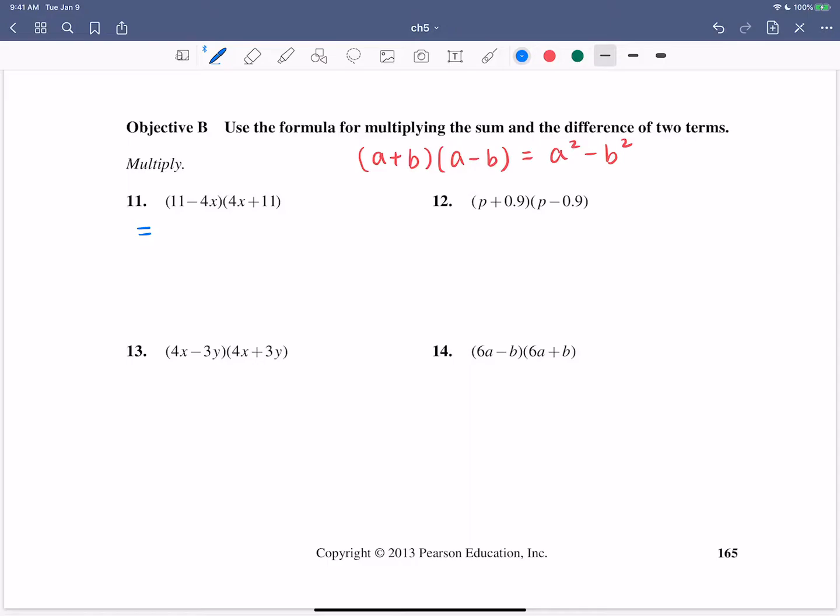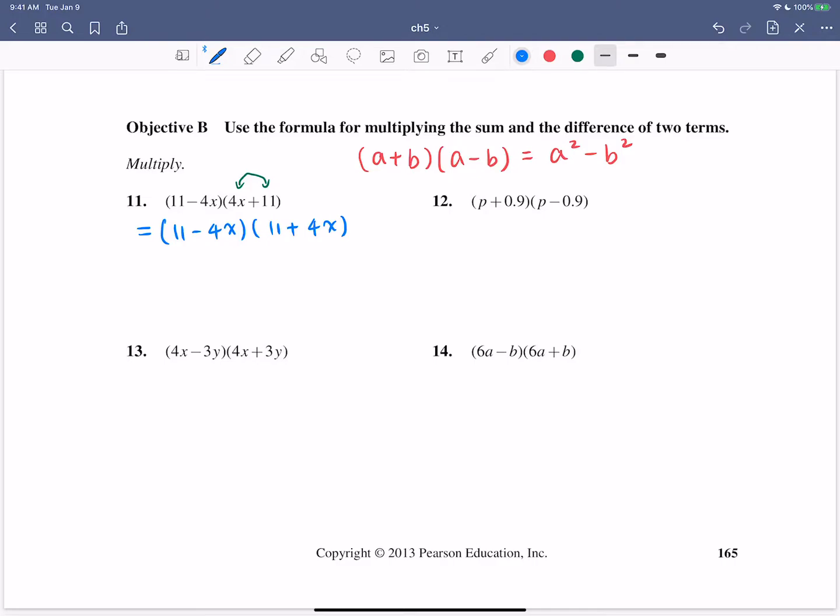First, let's rewrite this product that matches with a plus b times a minus b. Because right now, they are not exactly a plus b, a minus b. What I'm going to do is switch these two terms, because for addition, you could switch the two terms that you're adding without changing the final result. After we switch, you will have 11 minus 4x times 11 plus 4x. Now you see why I switch, because the resulting expression satisfies a plus b times a minus b, even though it's a minus b times a plus b in this case.